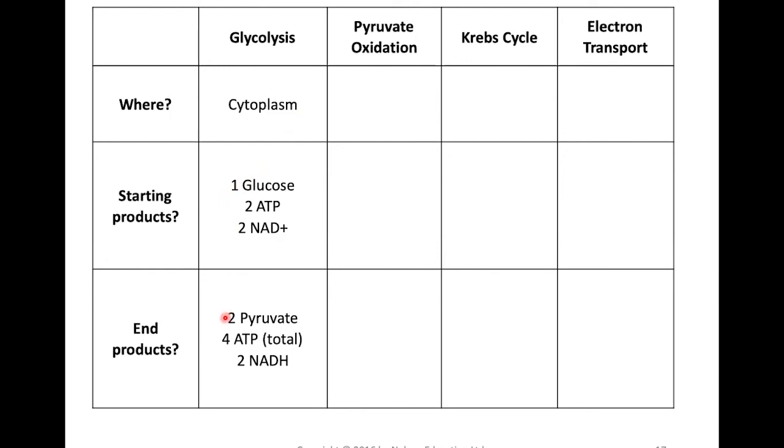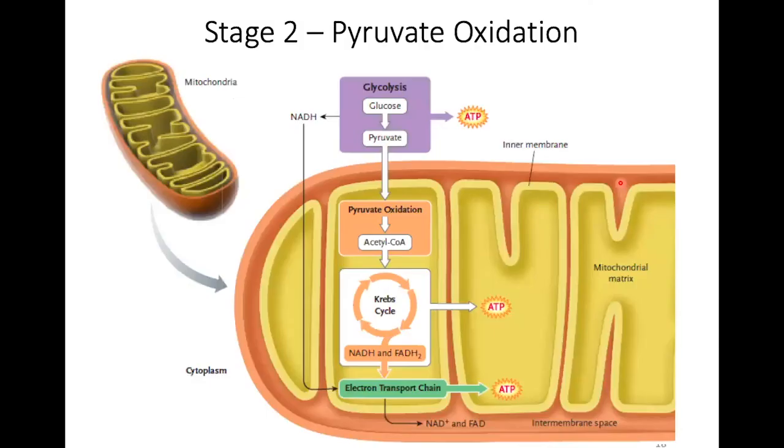The 2 pyruvate molecules, 4 ATP total, 2 net, and then 2 NADH. And we're going to see where NADH and FADH2 come into play here as the starting products of the electron transport chain. All right, we're going to move on now to stage 2. So glycolysis, we have produced our 2 NADH molecules, produced 2 net ATP, and now we are left with 2 3-carbon pyruvate molecules.